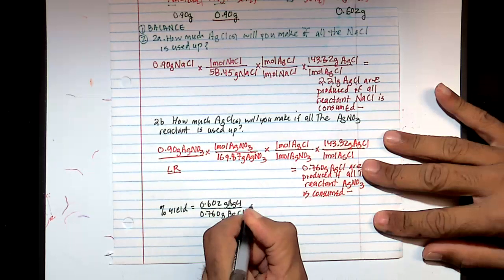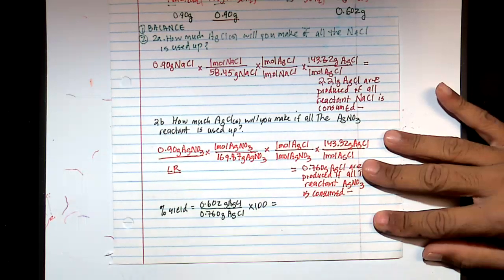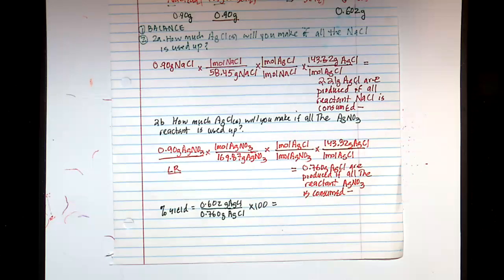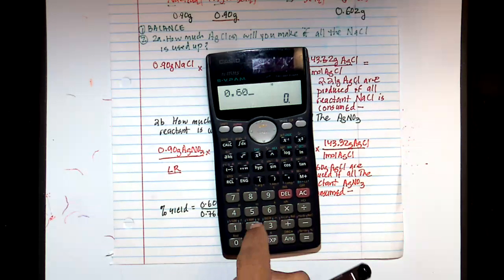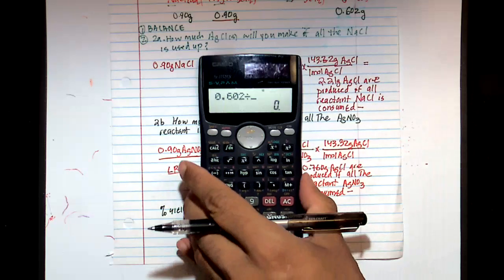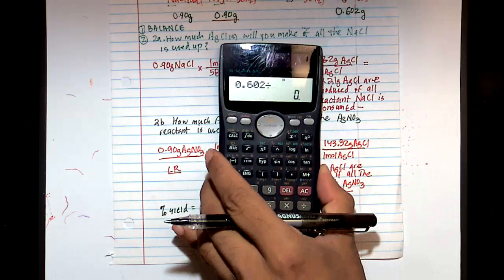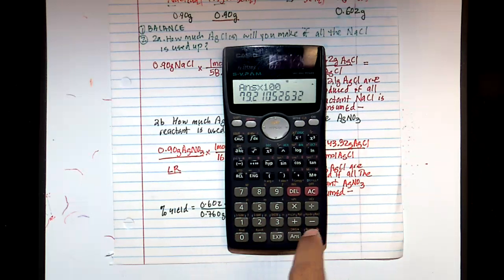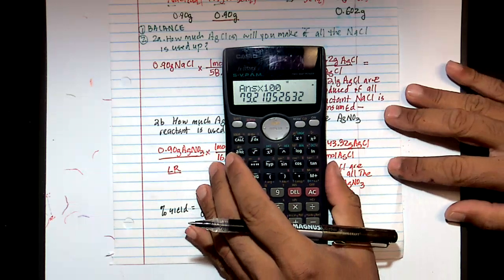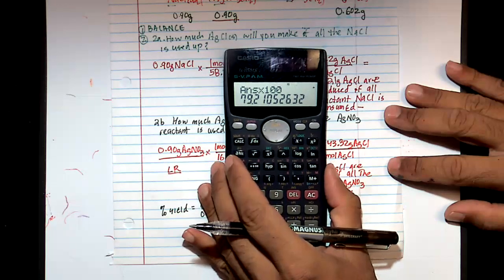Okay, to make everything as a percentage, we will multiply this by 100. So 0.602 divided by 0.760. It's a 79.2% yield. Is that what you're getting?